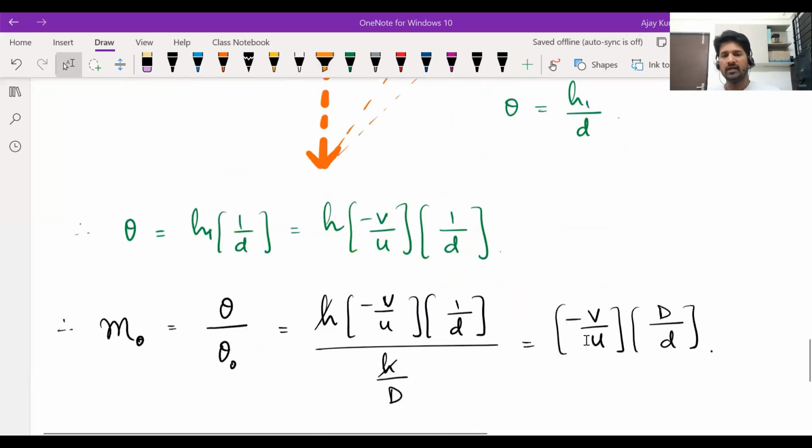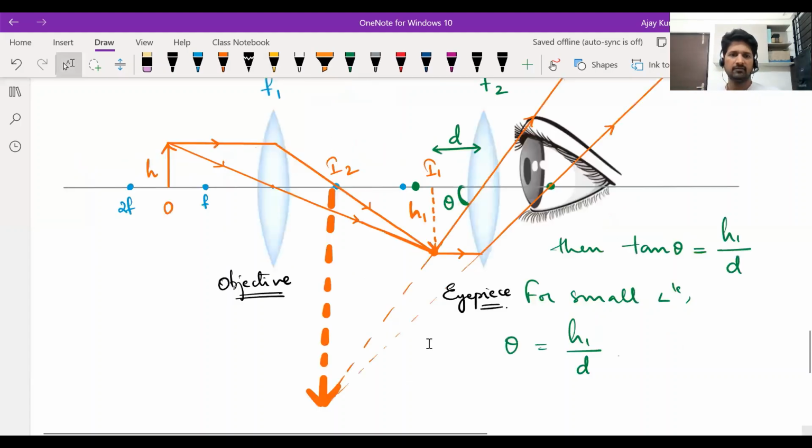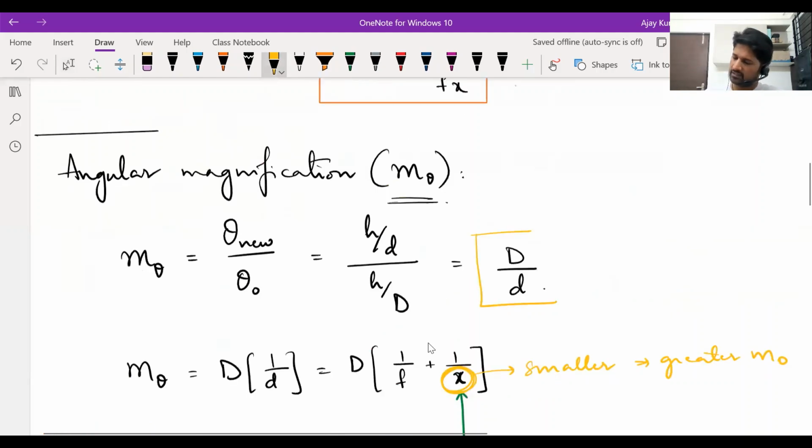So if you want to find out the overall magnification produced by a compound microscope, overall angular magnification, you need to know where the first lens is forming the image. Or you need to know the magnification produced by the first lens. Then only you can tell the overall magnification. So basically this part here is magnification produced by the objective, and this part here is magnification produced by the eyepiece, capital D by small d. In fact, for simple microscope also, the magnification was capital D by small d itself.